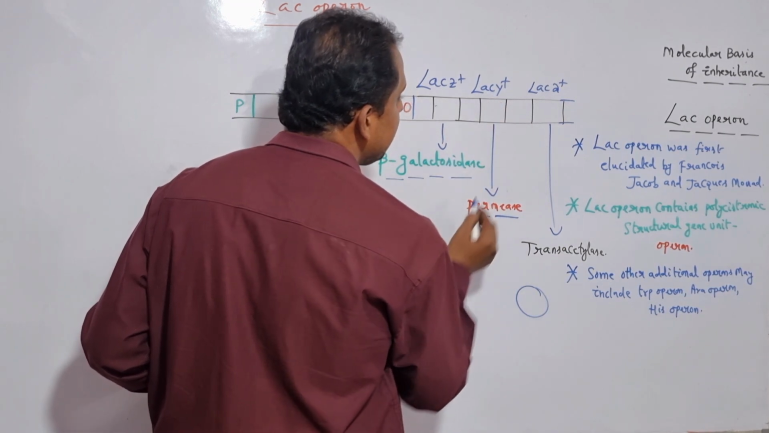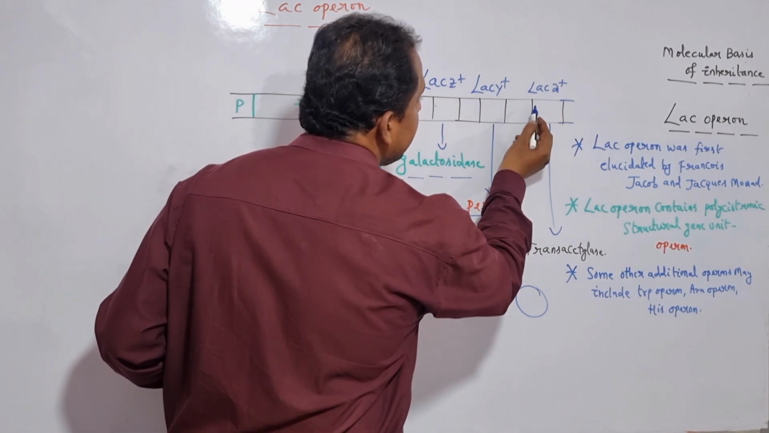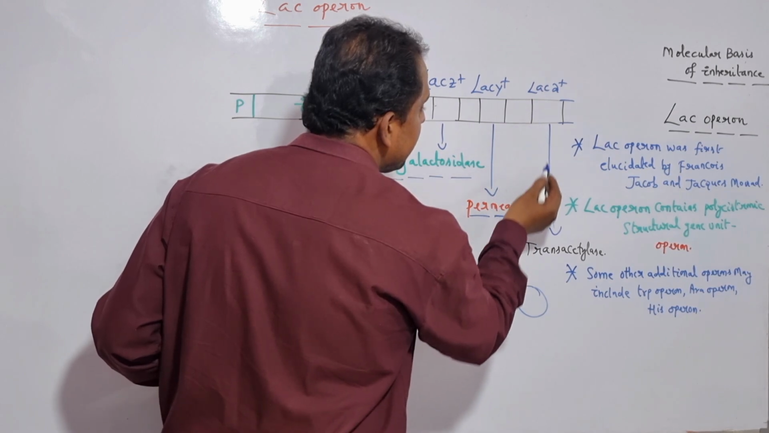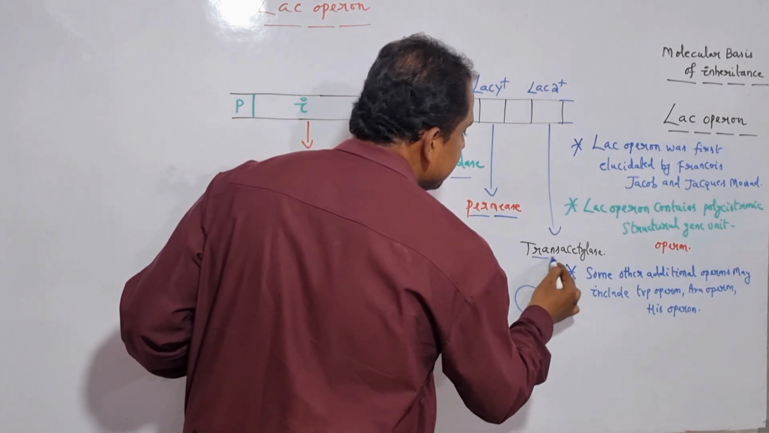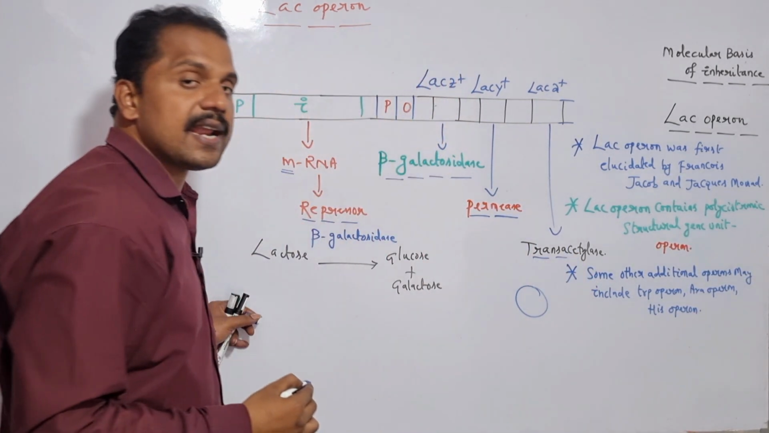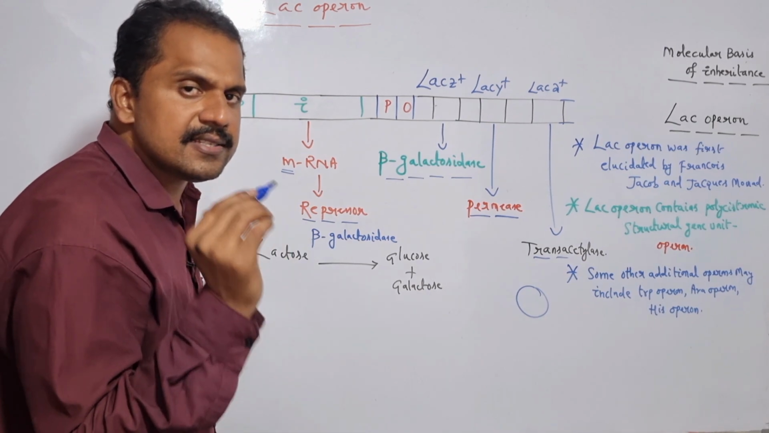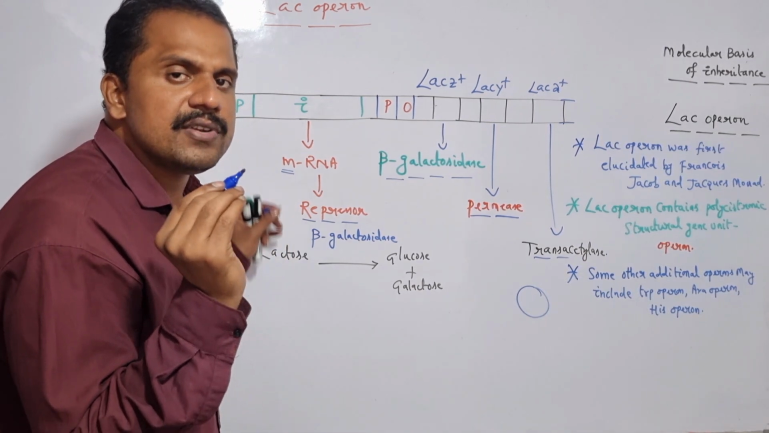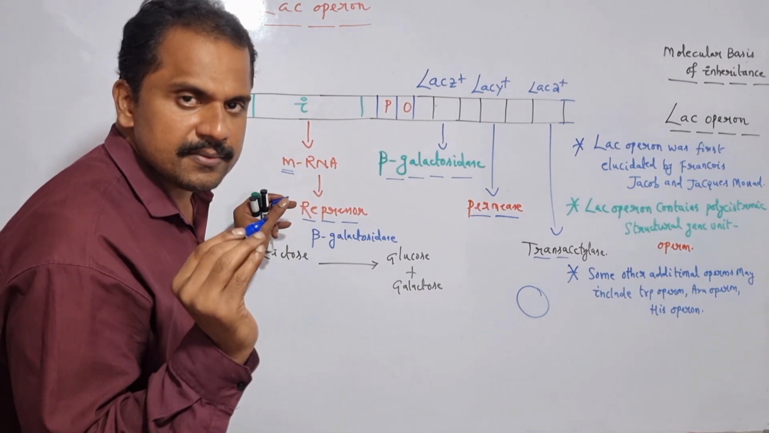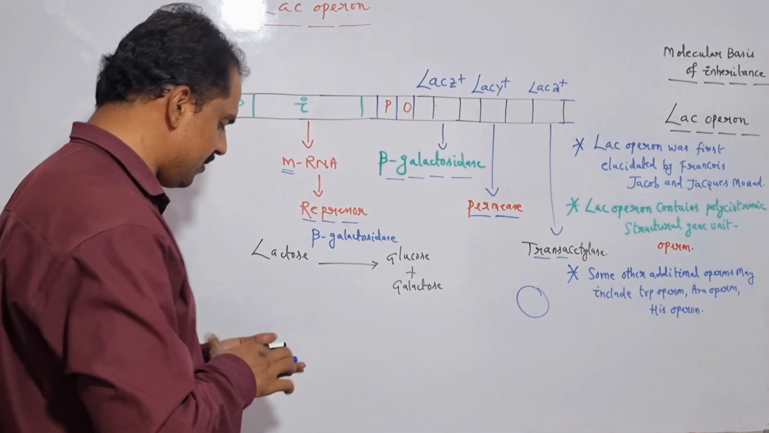Then in the same way, once the LAC-A gene undergoes expression, it synthesizes a particular enzyme known as transacetylase. So all these three are the structural genes which are a part of the lac operon concept. Is it clear? So let me write it here.